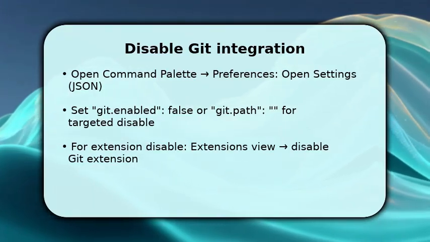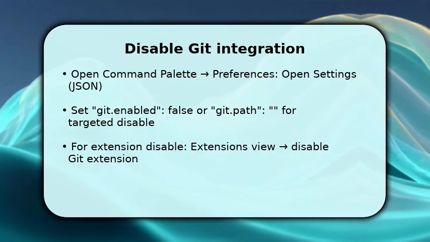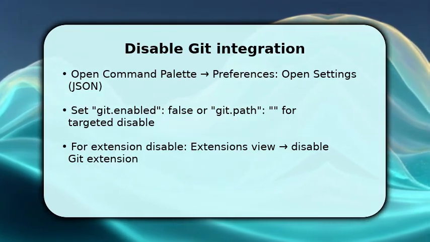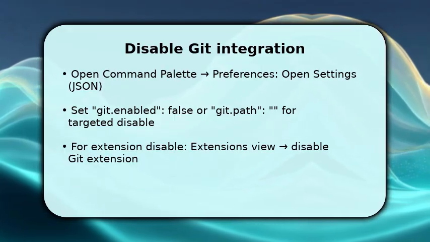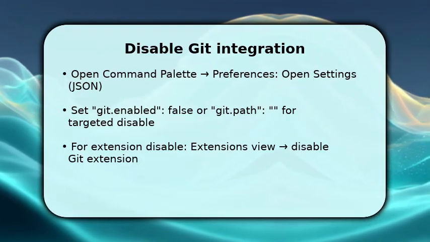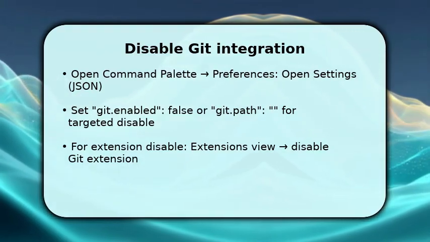Both approaches are effective. If Git is provided by an extension, go to the extension's view and disable or uninstall that extension for the workspace or globally. Make sure to save settings and restart VS Code so the disable takes effect cleanly.